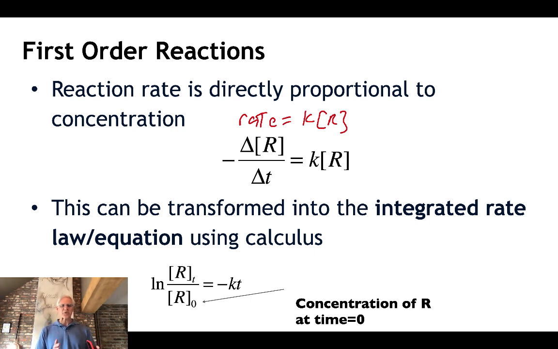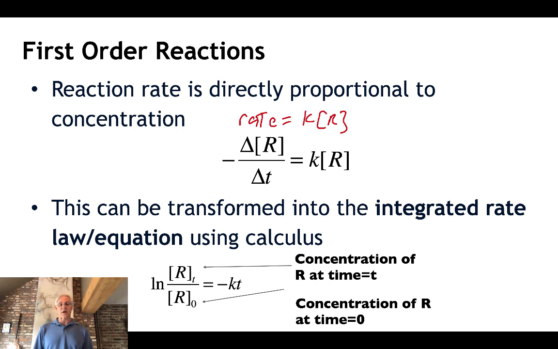So we see that concentration of R at 0, that means at a time of 0. That means that's my initial concentration. That's what I started with. And then the concentration of R at time t, so I must have taken a concentration at some time during the reaction, and the t that's here represents the amount of time that you're going to use in that equation.